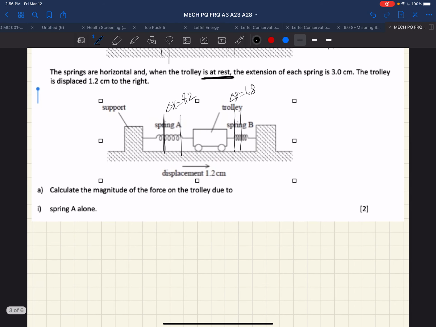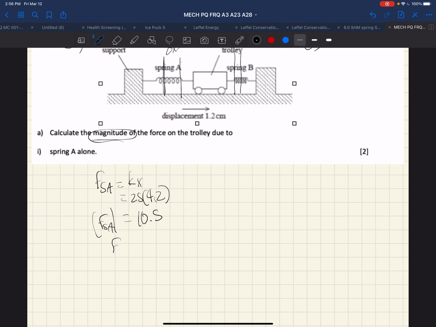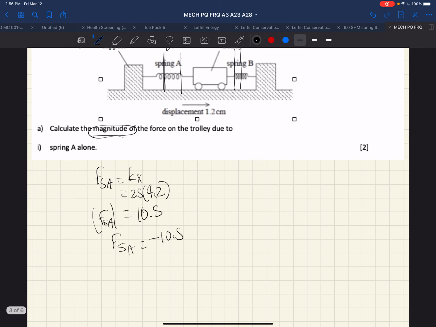But now we have a different thing going on here, and this is what it asks us to do, to find the force on spring A. It wants the magnitude, so it doesn't care about the direction, but we just want to be aware of that. So the force of spring A is Kx, and K is 2.5, and x is 4.2. When we multiply those, we get 10.5. So the magnitude is 10.5, and the force itself is minus 10.5. That's on spring A alone.